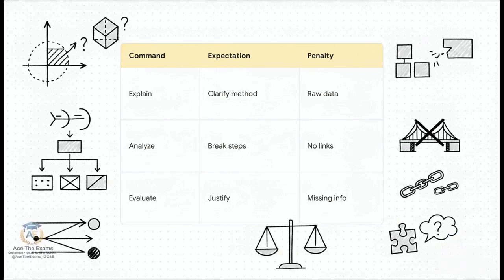If the word is evaluate, you must justify with hard evidence. Let's say you find two possible values for a parameter. To evaluate means you test both and explicitly justify why one might be geometrically impossible in the given context. If you miss that step, you can say goodbye to the A-star band.